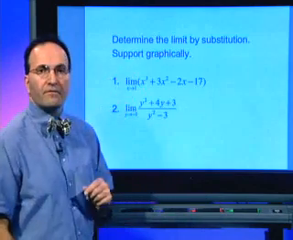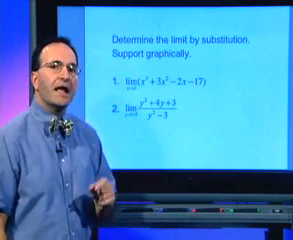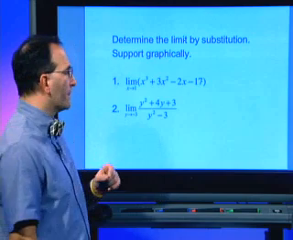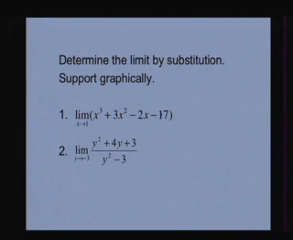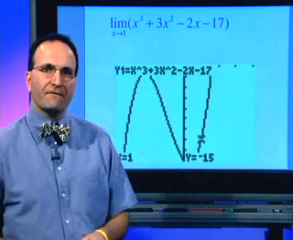Determine the following limits by substitution and then support it graphically. We have the limit as x goes to 1 of the polynomial x cubed plus 3x squared minus 2x minus 17. And our second problem will be the limit as y goes to negative 3 of y squared plus 4y plus 3, all divided by y squared minus 3. Let's take a look at that first example.